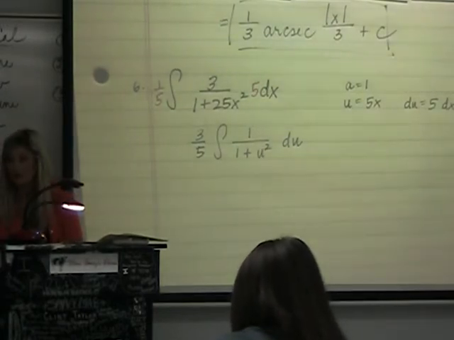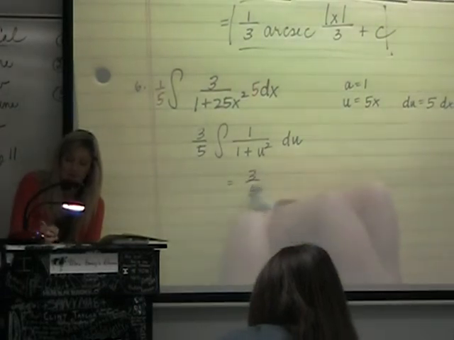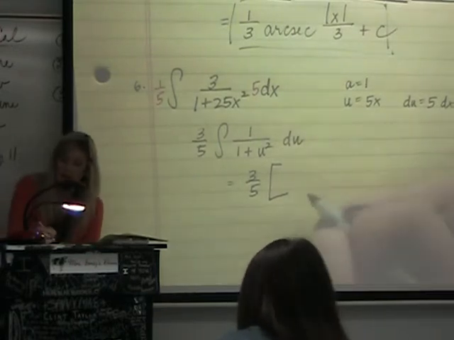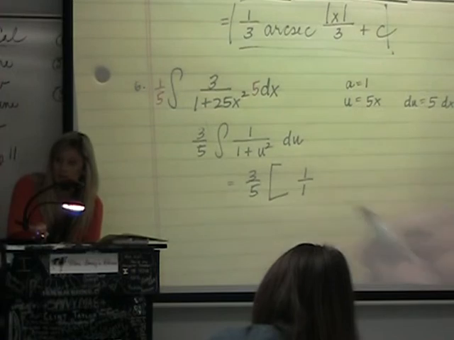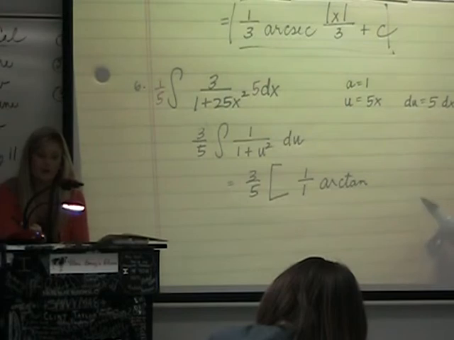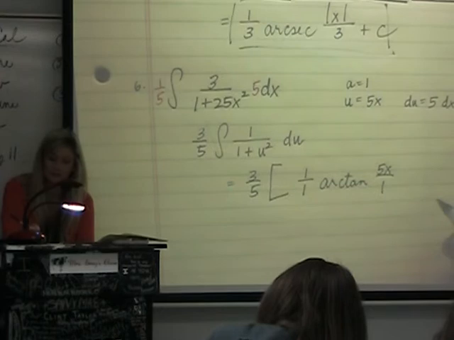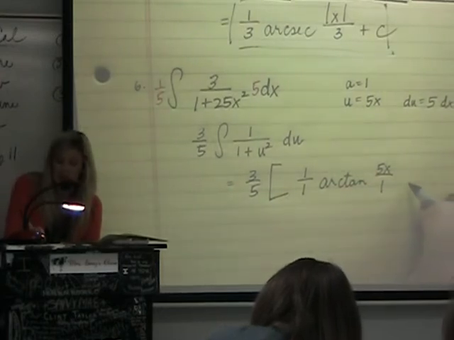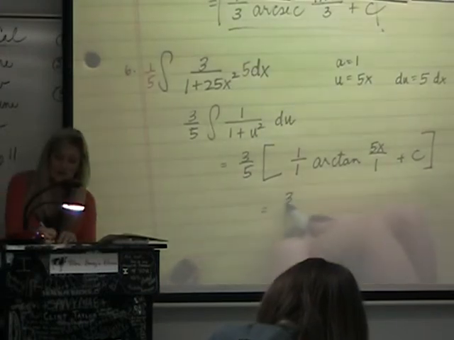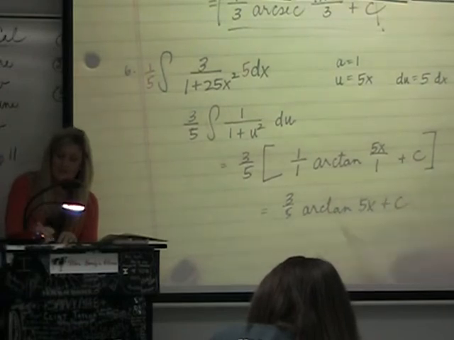Now we're ready for our formula. So we say 3/5 times, we said it's arctan, right? So 1 over a is going to be 1 over 1, arctangent of u over a, but what's u? 5x over 1, because 1 is a, plus c. And then if we clean it up a little bit, we'll just write it as 3/5 arctangent of 5x plus c.